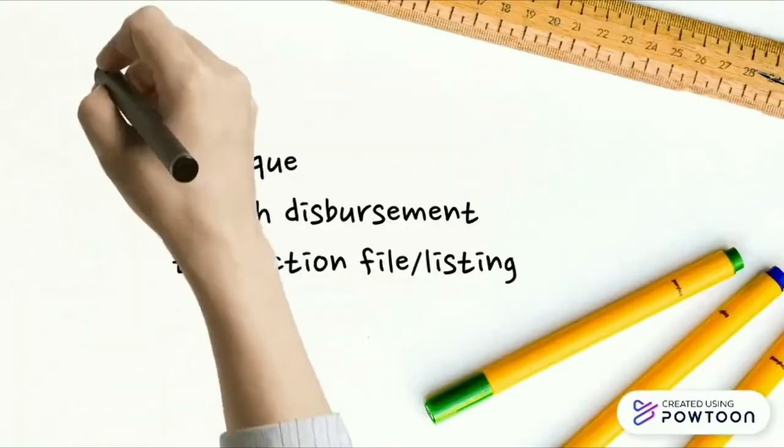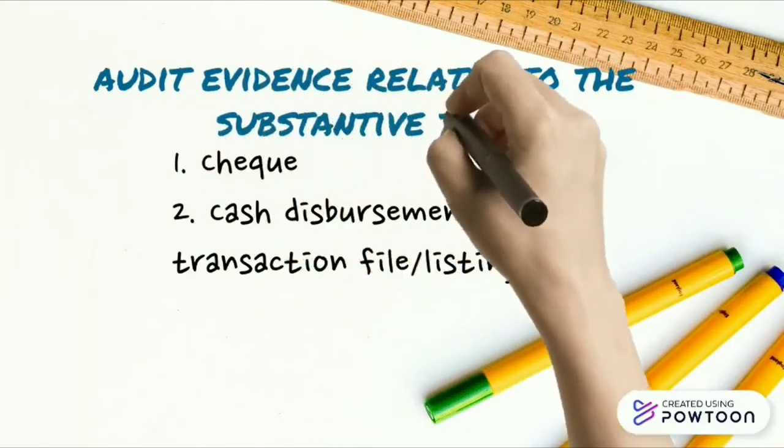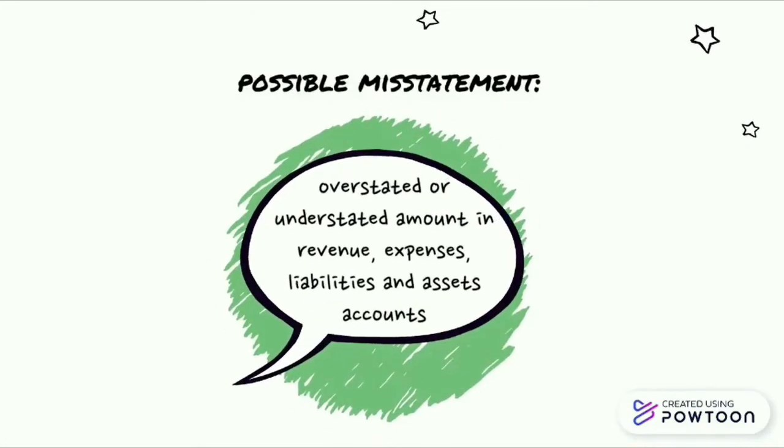Audit evidence related to substantive test. First is check. Second, cash disbursement transaction file listing. Possible misstatement: overstated or understated amounts in revenue, expenses, liability, and asset accounts.